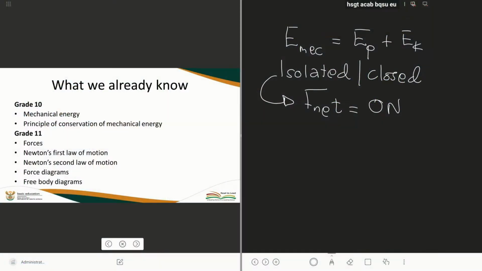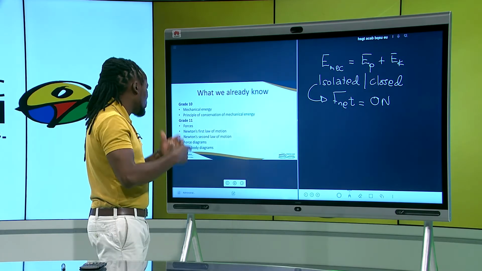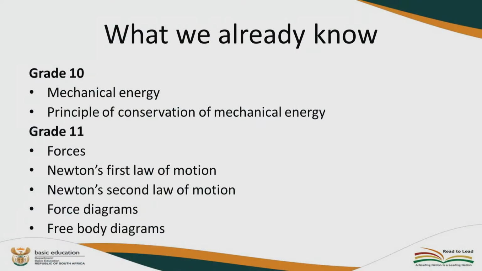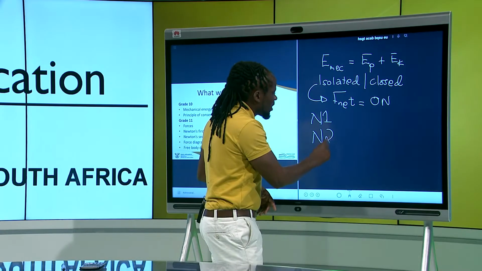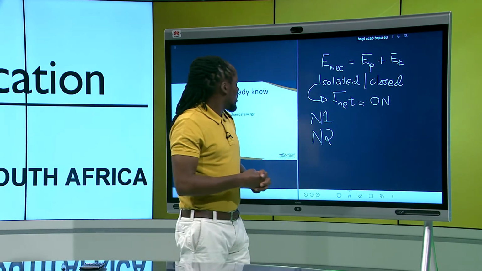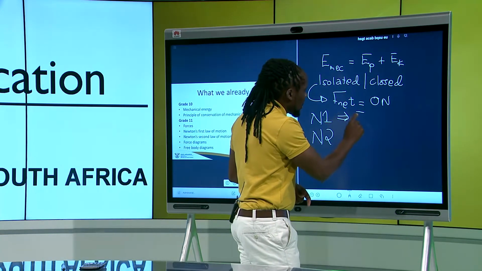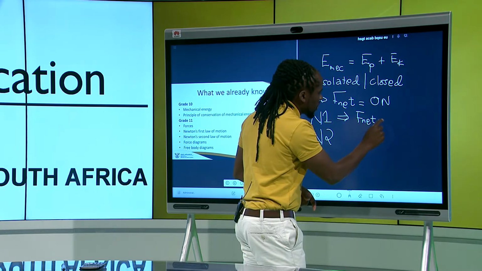And then let's look at what we covered in grade 11. We did a lot on forces, right? And then we also looked at Newton's laws, including universal gravitation. But of particular interest to us is Newton's first, as well as Newton's second law, as far as work, energy, and power is concerned. Now, the Newton first law, we know that there is a non-zero net force acting on the object, okay?